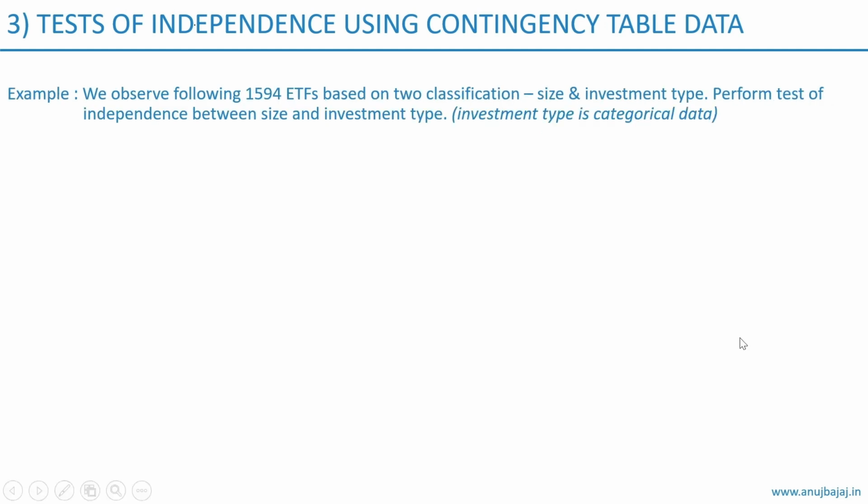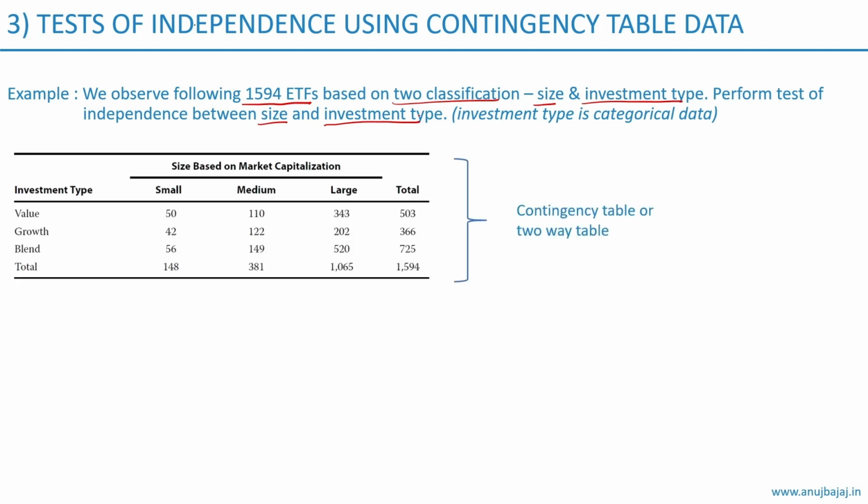Let us solve the following example. We observe the following 1594 exchange traded funds based on two classifications, the size and the investment type. We are required to perform the test of independence between size and investment type. So this is what we refer to as the contingency table or a two-way table. We have three investment types, value, growth and blend, and we have three different sizes, small, medium and large. And in total we have 1594 observations.